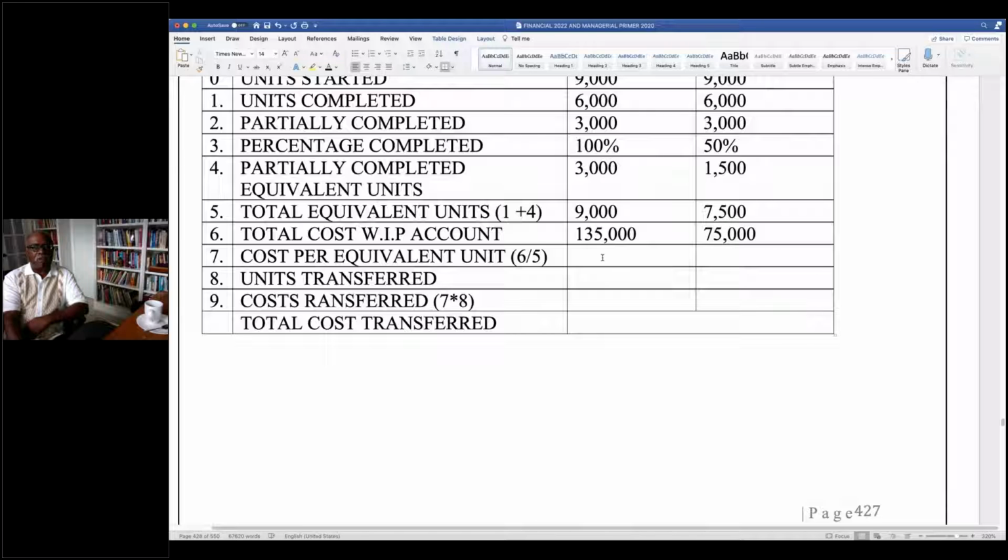But what's our cost per equivalent unit? It'll be $15, and you have to divide the 135,000 by 9,000. What about for the conversion cost? $10, and that's the same, dividing the 75,000 by 7,500. How many units were transferred? 6,000.